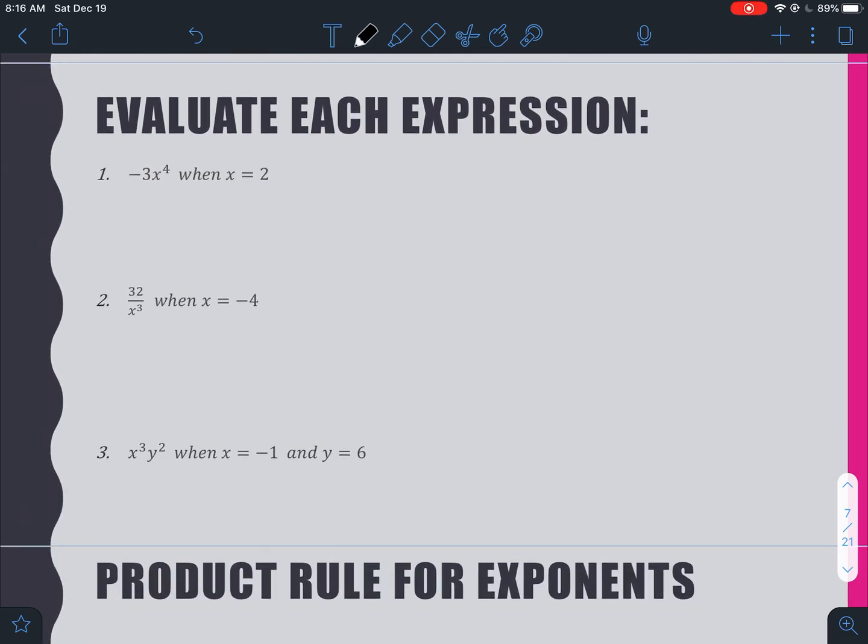All right. What if we want to evaluate each expression when they have exponents in it? So again, go ahead and see if you can do these problems. Pause the video and try 1, 2, and 3.